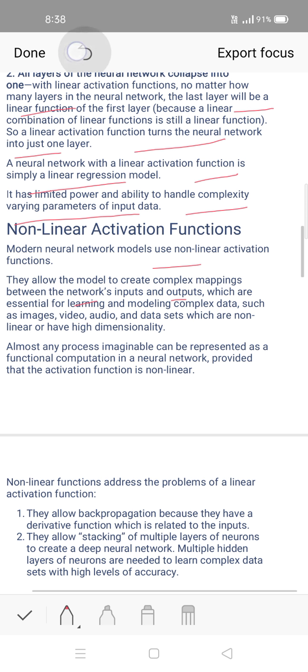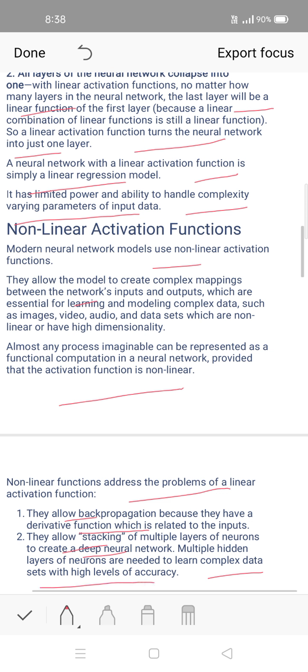Almost any process imaginable can be represented as a function computation in a neural network, provided that the activation function is non-linear. Non-linear activation functions address the problems of linear activation. They allow backpropagation, which is not possible with the linear activation function, because they have a derivative function which is related to the input. They allow stacking of multiple layers of neurons to build deep neural networks. Multiple hidden layers of neurons are needed to learn complex data sets with a high level of accuracy.